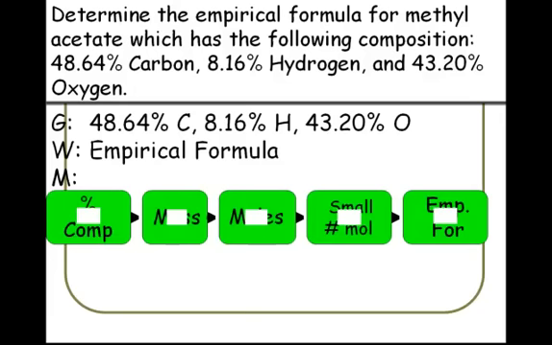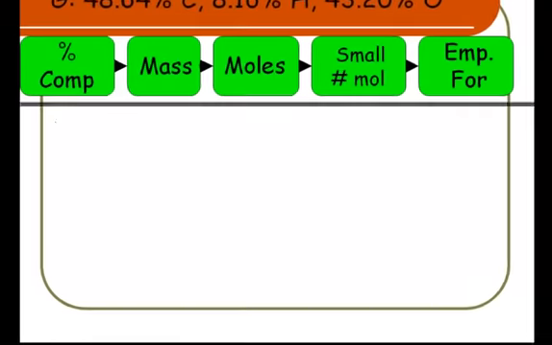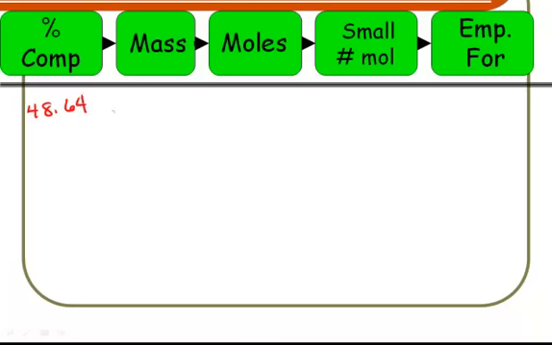So again, we're going to start with percent composition and convert to mass. We're then going to take our mass and determine the number of moles that we have. We'll then divide by the smallest number of moles, and that ratio will give us our empirical formula. So we'll take 48.64% carbon, and again, remember, we're going to assume that we have 100 grams, so all we have to do is drop the percentage sign and put grams. We have 8.16 grams of hydrogen and 43.20 grams of oxygen.